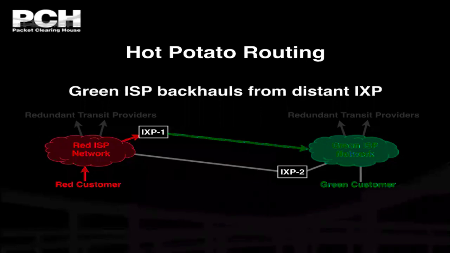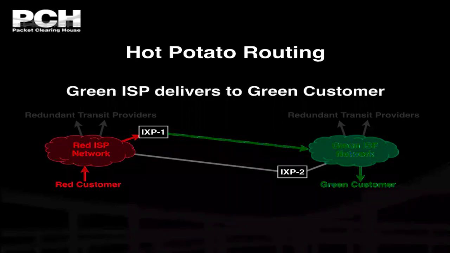The green network picks up this traffic, recognizes that it's for its own customer, recognizes that it's got a peering relationship with network red. So if I've got a peering relationship with them and the traffic's for my network, my clients, I've got to deliver it. So the green network picks up the traffic at IXP1. It backhauls it, what appears to be quite a distance away from IXP1 into its network, and it delivers the packet to its customer.